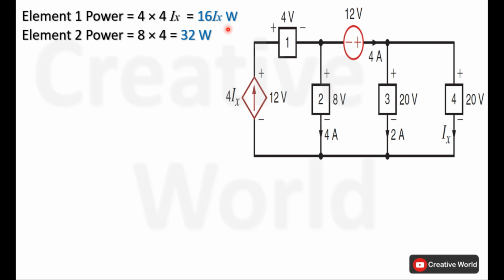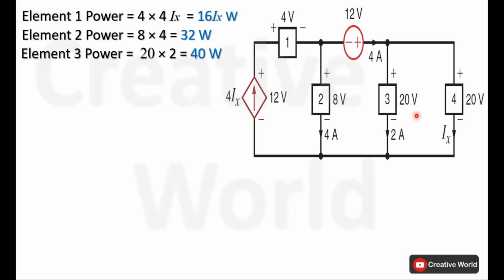Next is element 2. The voltage across element 2 is 8 volt and current through it is 4 ampere. This current is entering from the positive terminal. That's why we have taken this current with positive sign. And the power of this element 2 is 32 watt. Because of positive sign, this power is being absorbed by this element 2. In case of element 1, power is with positive sign, so this power is also considered absorbed power.